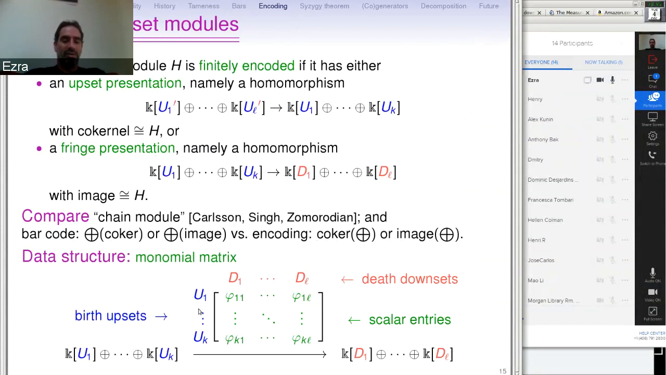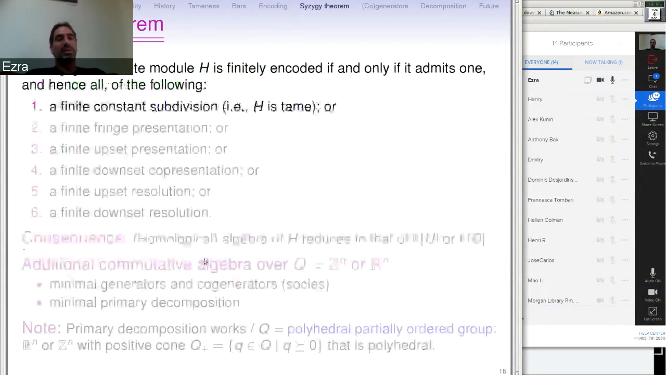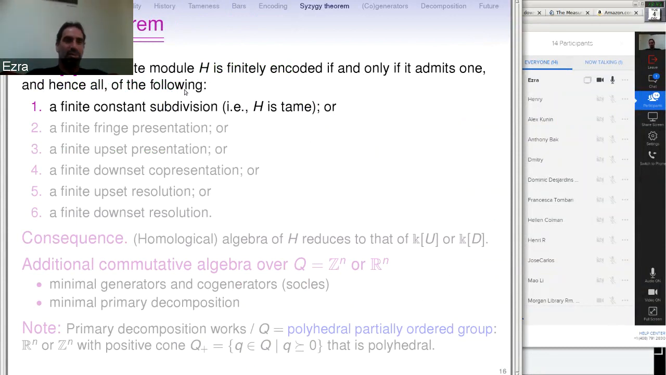because these U's and D's, they have boundaries that are algebraic curves, and these are just scalars inside your field K. So this is a perfectly good data structure for computation. And that's kind of the point. Well, really the point is this: a Q-finite module, so Q-finite means that all the vector spaces have finite dimension, and this module is finitely encoded if and only if it admits one, and hence all, of the following. So this is Henry's question, exactly, but plus a whole bunch more. It contains Henry's question, let's say.